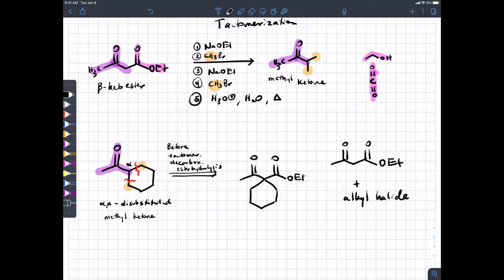Here's the carbons that end up in our product. Here are the two bonds we have to make. And then here is that portion that gets kicked off in the ester hydrolysis and decarboxylation. Okay, did you see that jump?